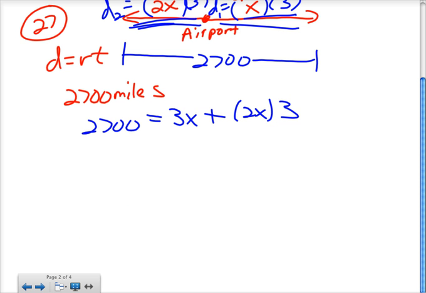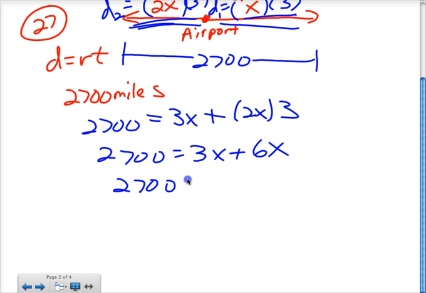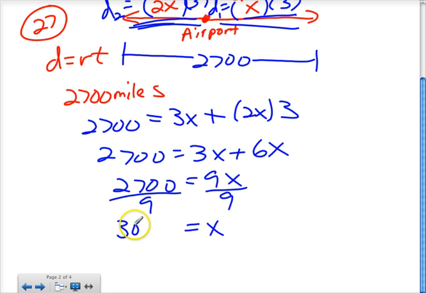So the next thing I would do is go ahead and show that that's going to be 6x. Now, basic algebra from here. So 2,700 equals 9x. Divide by the 9. And x equals 300. And we go back and we look for a label. And we realize in this problem that it was talking about miles and it was talking about hours. So this is 300 miles per hour.